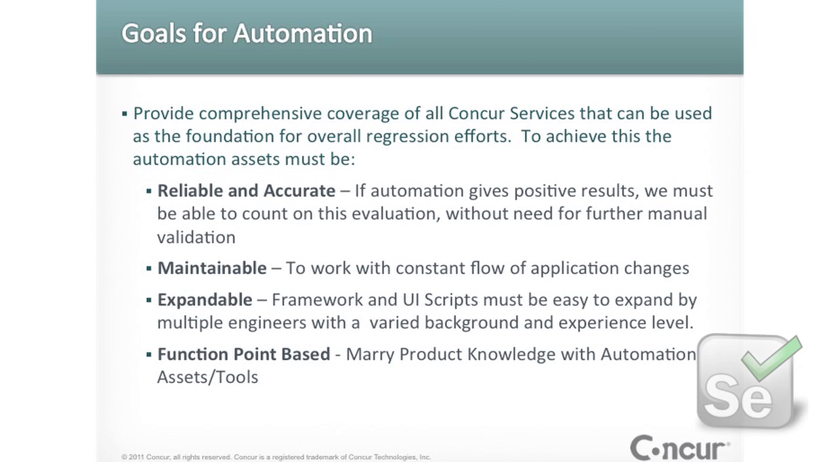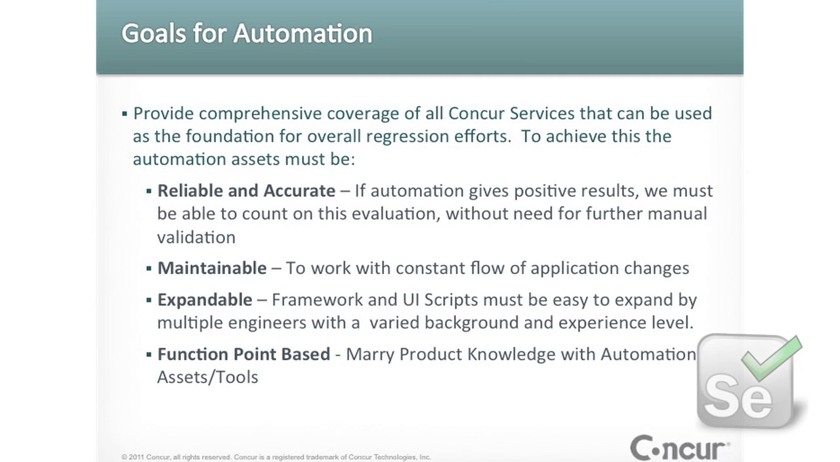Okay, so I've been working with automation for a long time at Concur, and when I started on the automation project, we had zero in the way of automated test cases. So our solution was from scratch. What we had, though, was an idea of what we wanted to do, and so we took some principles that we put together. We want to provide comprehensive coverage for our application. That's our stated goal, and we want it to be reliable and accurate. If automation gets positive results, then we must be able to count on it for the evaluation of the application without further need for manual verification.